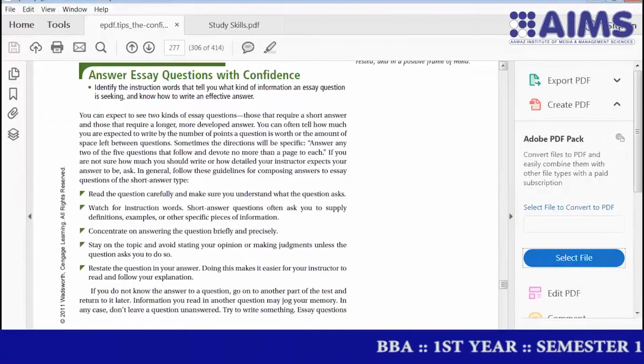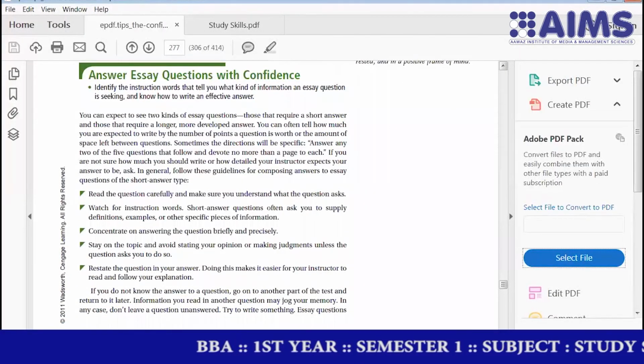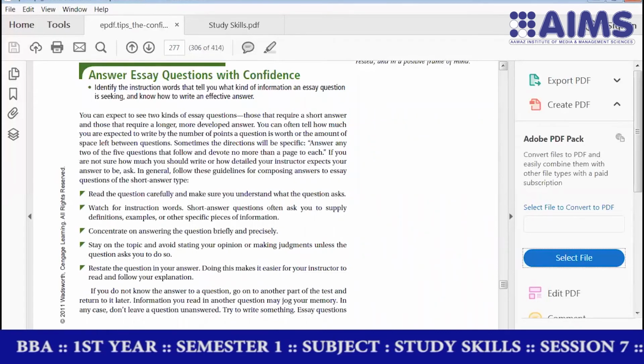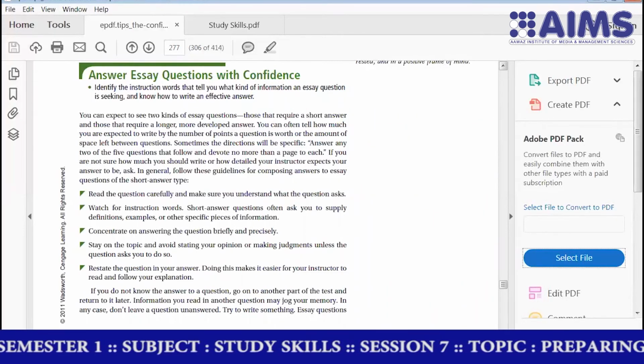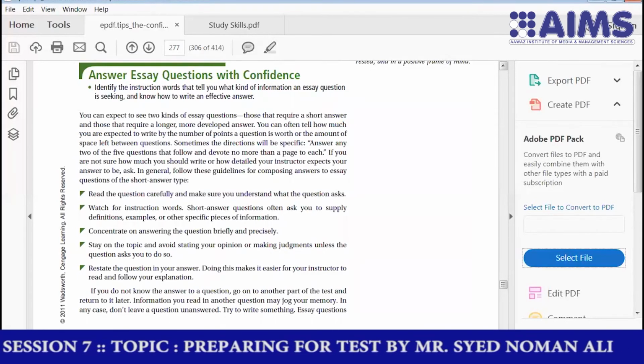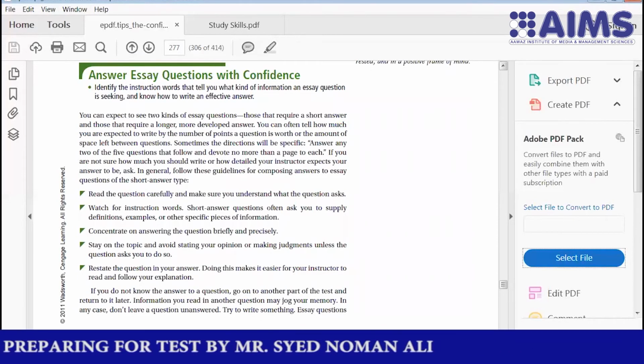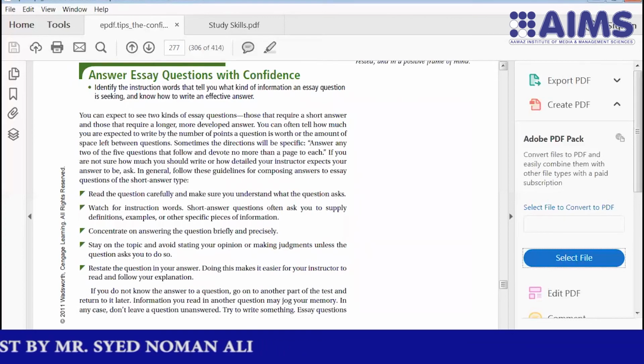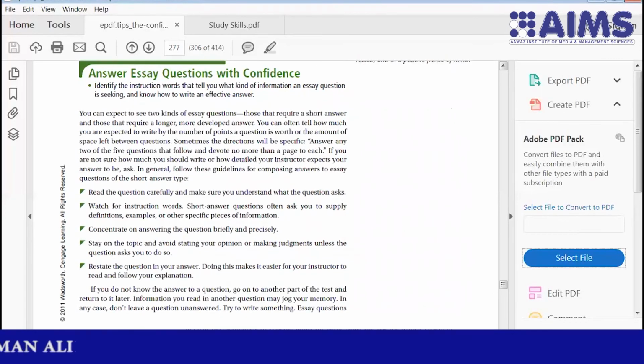So for the essay question, read the question carefully and follow the instructions, and concentrate on the question briefly and precisely. Stay on the topic, and avoid giving your opinion or making your own judgment unless the examiner asks you to.